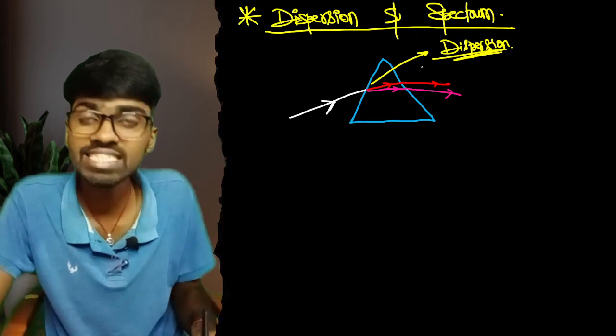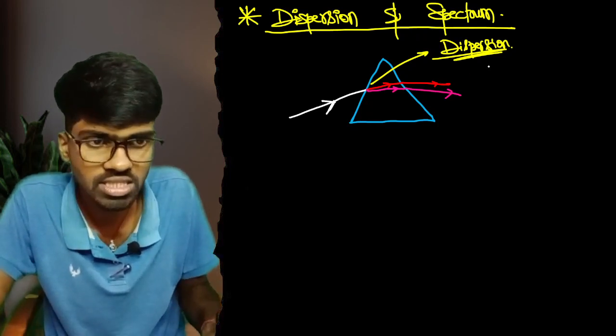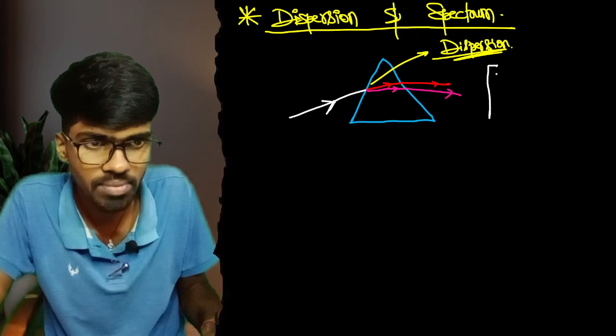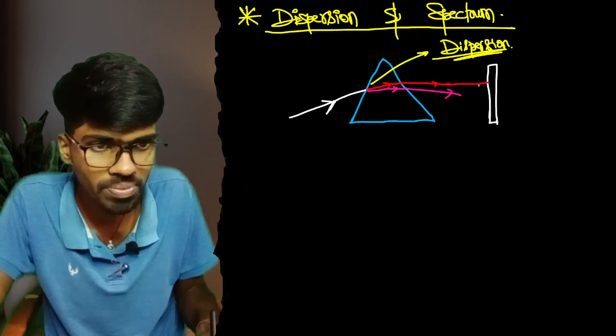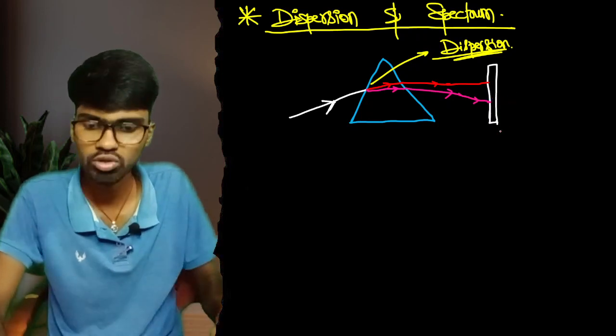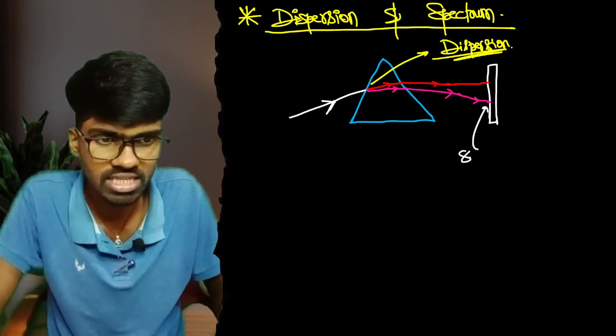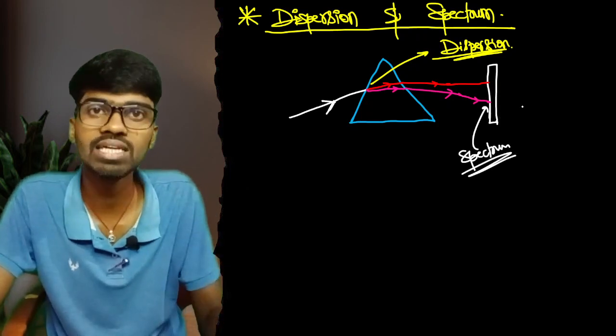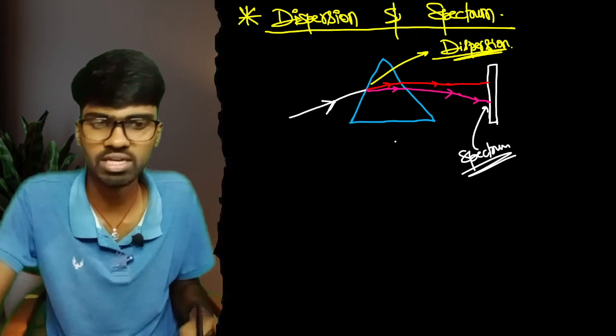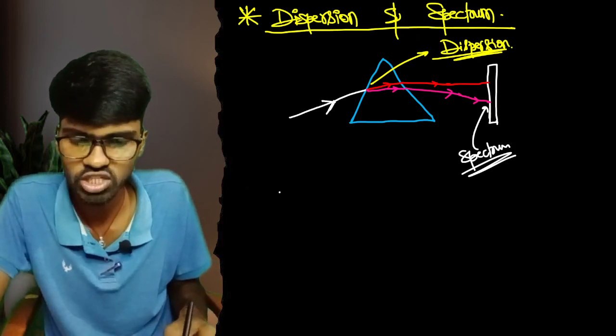If we obtain its image on the screen, let us place a screen over here. If we see its image like this, if we obtain the same on the screen, what we see over here is the spectrum. So this is the basic understanding of dispersion and spectrum. So let's write their definitions now.